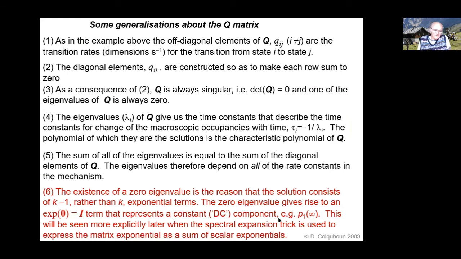And lastly, the existence of a zero eigenvalue is the reason that the solution consists of k minus one rather than k exponential components. The zero eigenvalue gives rise to a term which is e to the zero matrix, which is just the identity matrix, and that represents a constant, or DC, component. That's something that doesn't decay at all, and is just the equilibrium occupancy. And we can see this explicitly when we use the spectral expansion trick to express the matrix exponential as a sum of scalar exponentials.